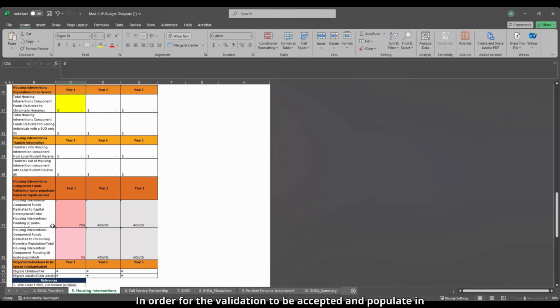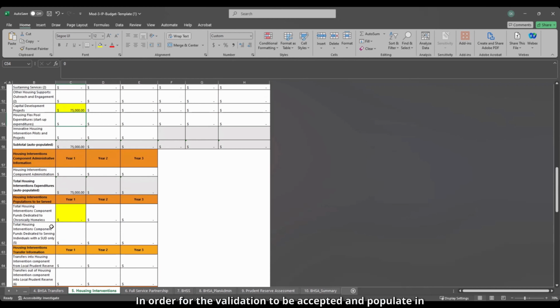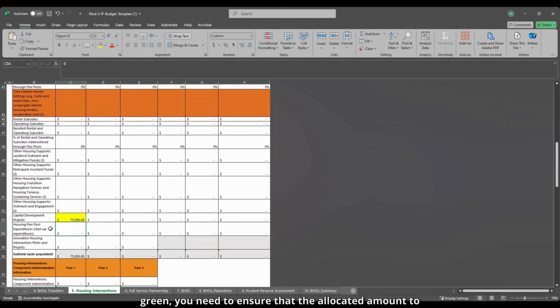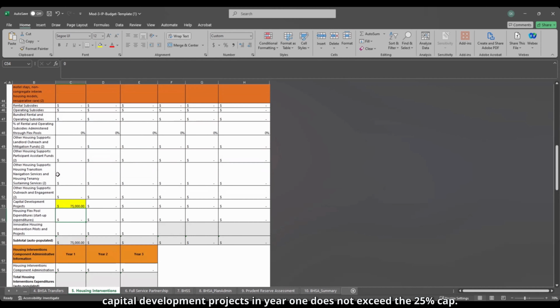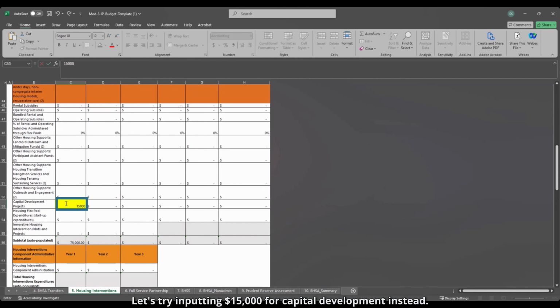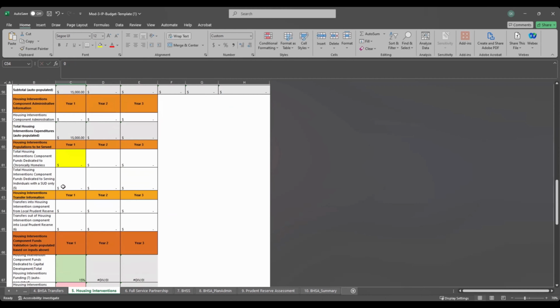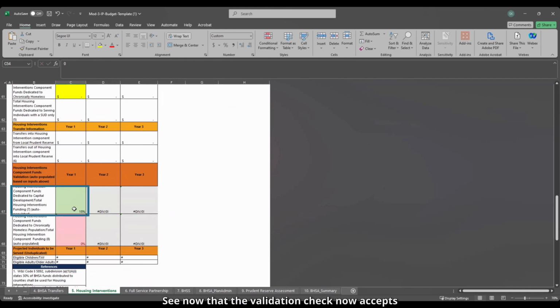In order for the validation to be accepted and populate in green, you need to ensure that the allocated amount to capital development projects in Year 1 does not exceed the 25% cap. Therefore, the entry should be $25,000 or less. Let's try inputting $15,000 for capital development instead. See now that the validation check accepts the entry and populates the cell in green.